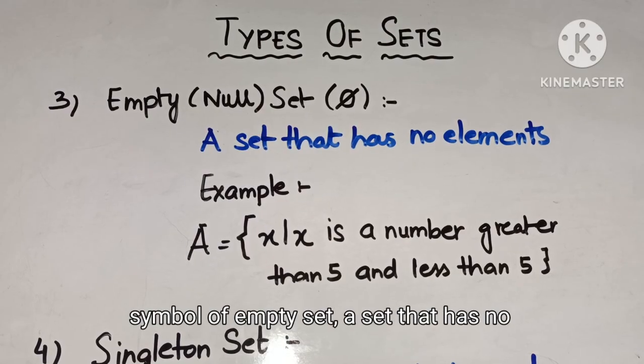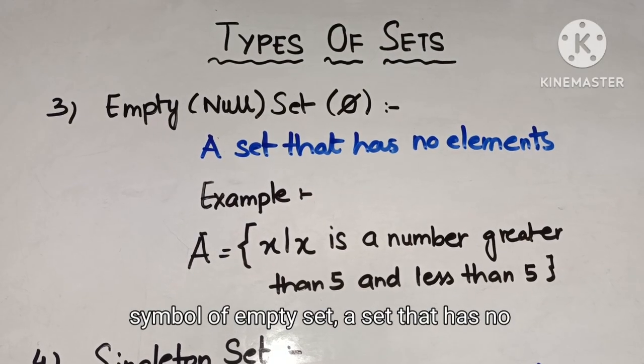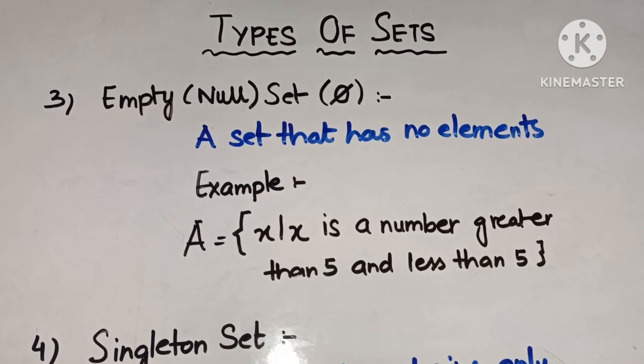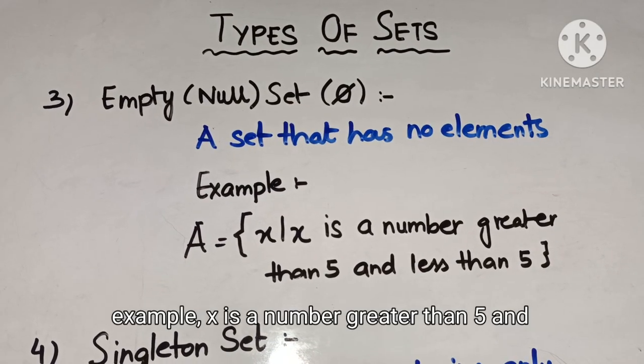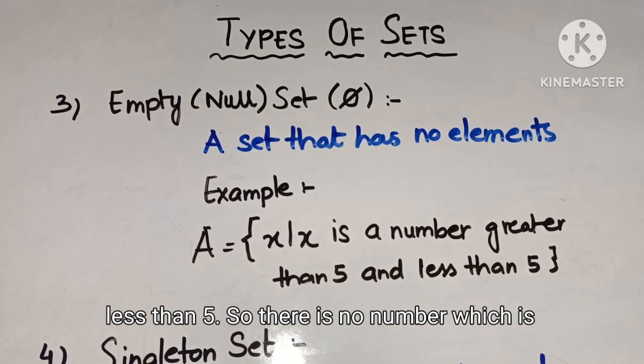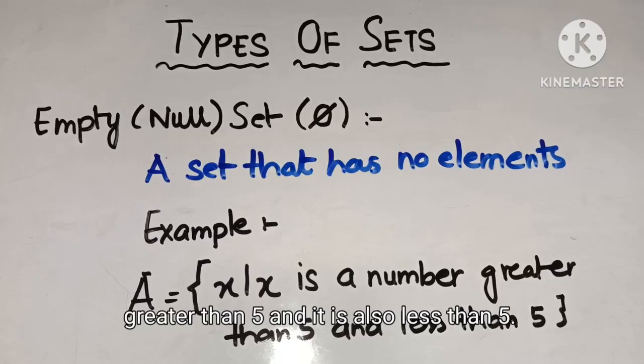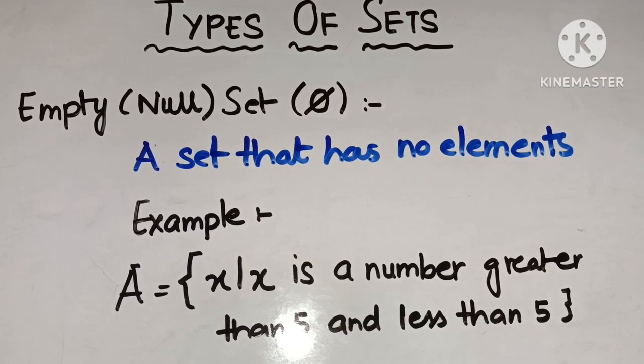Next is the empty set, or null set. This is the symbol of the empty set, a set that has no elements. An empty set is a set which has no elements. For example, x is a number greater than 5 and less than 5. There is no number which is greater than 5 and also less than 5. There is no number in between.